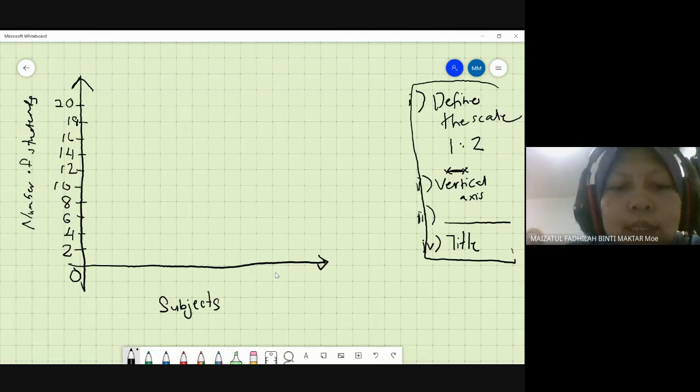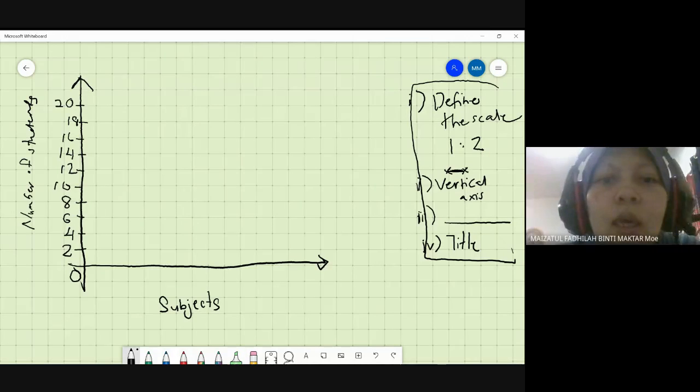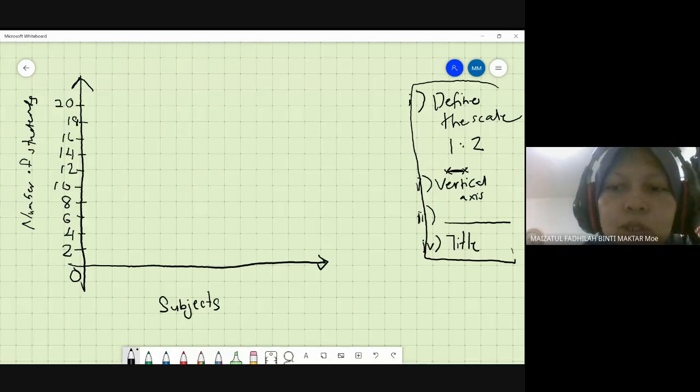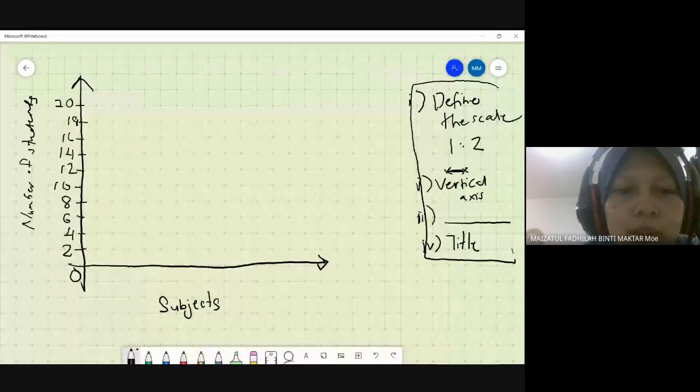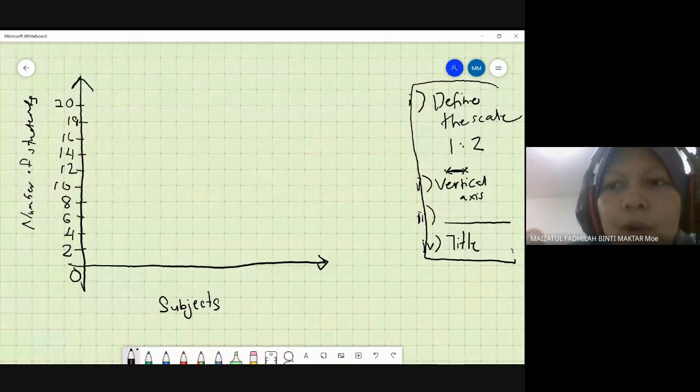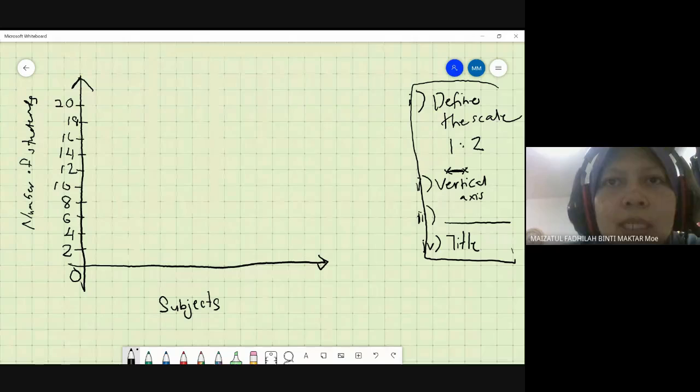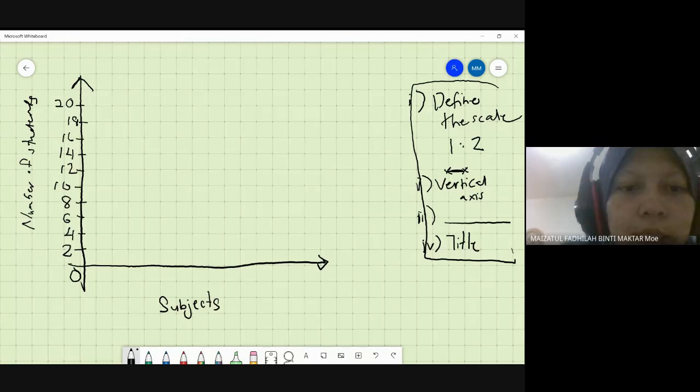After that, we do not write the names of the subjects yet because we have not drawn the graph yet. Then you must look at the table in the example: Mathematics, 5 students. Before that, the bars in the graph must have the same width. If you use these two squares for Mathematics, the others must also use the same number of squares. Math, 5 students.